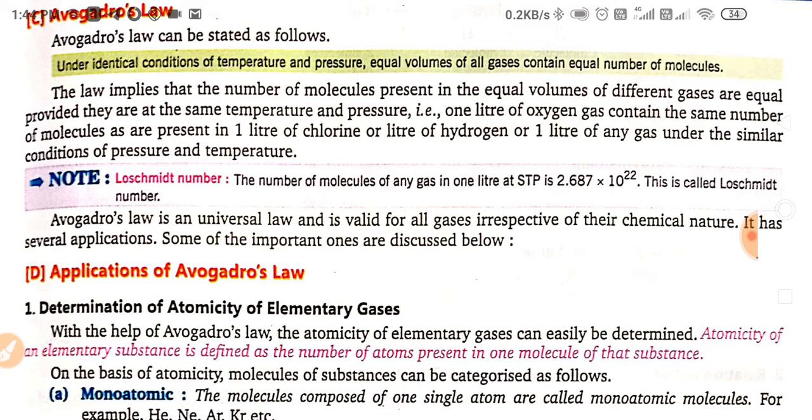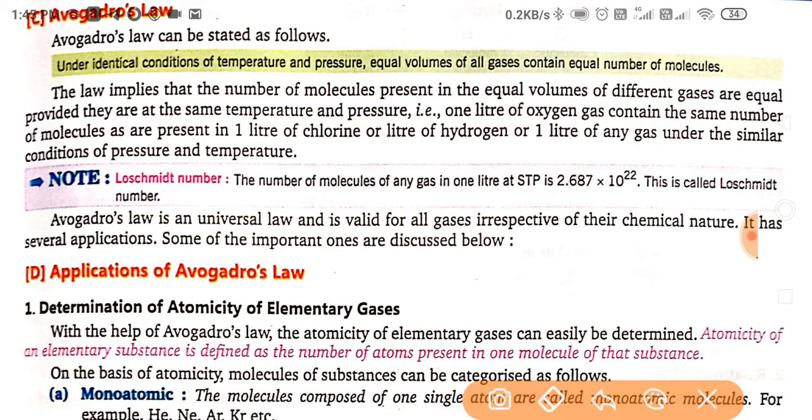So the law implies that the number of molecules present in equal volumes of different gases is equal, provided they are at the same temperature and pressure. That is, 1 liter of oxygen gas contains the same number of molecules as are present in 1 liter of chlorine, or 1 liter of hydrogen, or 1 liter of any gas under similar conditions of pressure and temperature. When the similar conditions of pressure and temperature occur, their number of molecules will be the same.